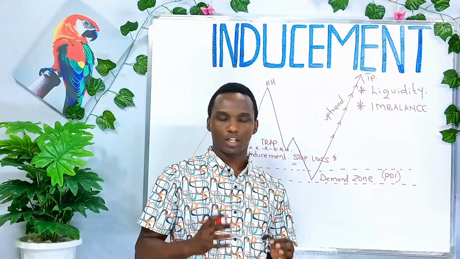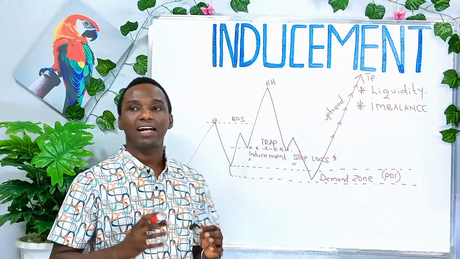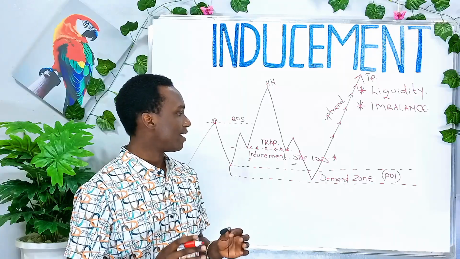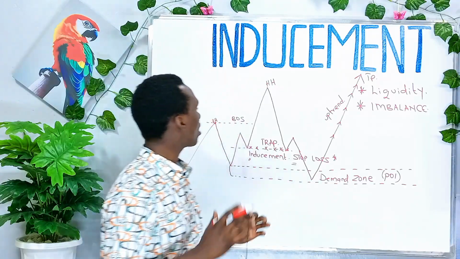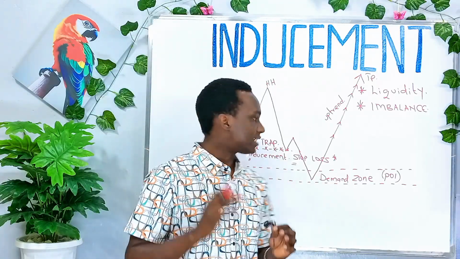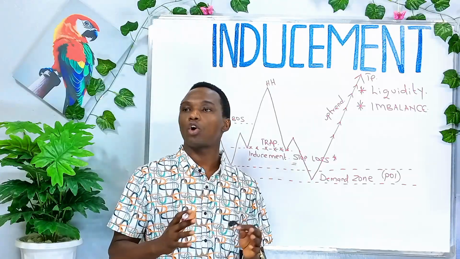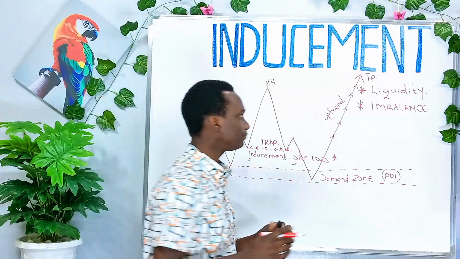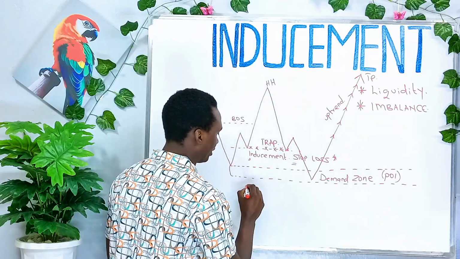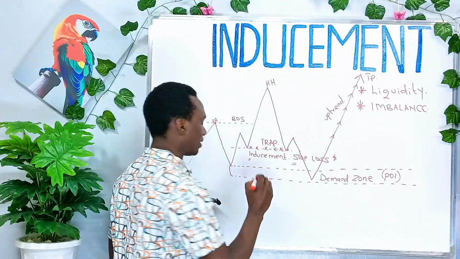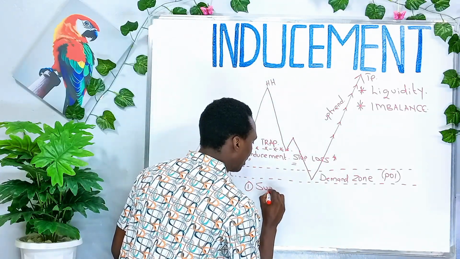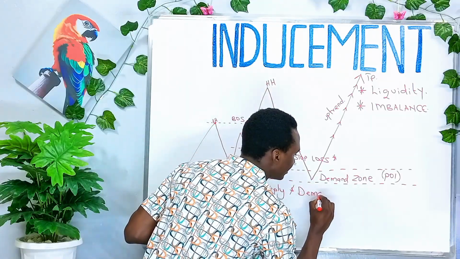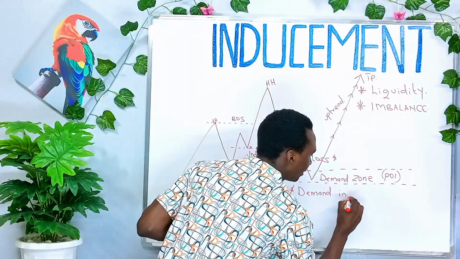All right, good. There are three different types of inducements. Type number one is what we'll call supply and demand inducement. So there are three types of inducement. The first inducement is what we'll call supply and demand inducement.